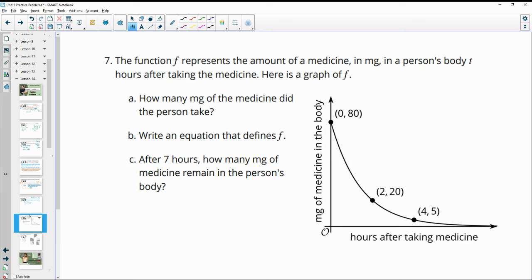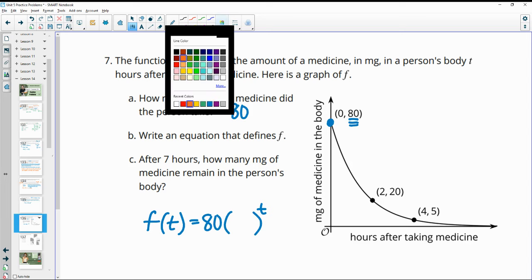Number 7, the function f represents the amount of medicine in milligrams in a person's body t hours after taking the medicine. Here's the graph. How many milligrams of medicine did the person take? Well, we know that comes from the initial value. So at time 0, there's 80 milligrams. Write an equation that defines this function. So I'm just going to write that down here. So we've got f of t. So we need the initial value, which we have is 80. And then we need the growth factor to the t power. So we have to figure out this growth factor.